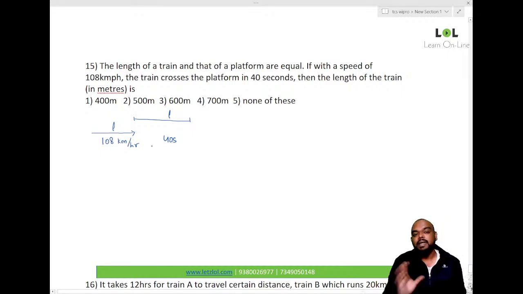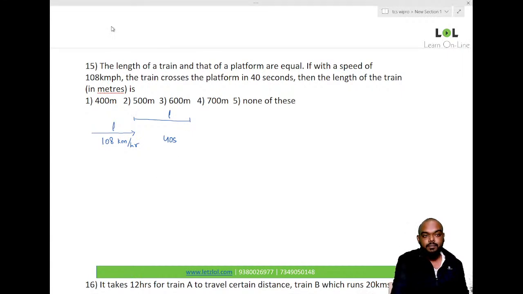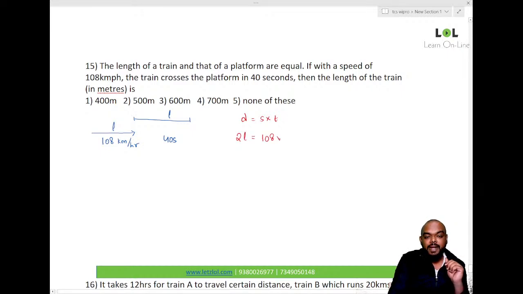We can calculate anything. Tell me which formula should I start with? Distance, right? So let us start with the distance formula. Distance is equal to speed into time. Can anybody tell me what is the total distance I should consider here? L plus L, length of the train as well as length of the platform, together 2L. Speed of the train is 108 kilometer per hour. Convert it into meter per second by multiplying with 5 by 18 meter per second. Into time taken, he gave us 40 seconds. So seconds cancel.